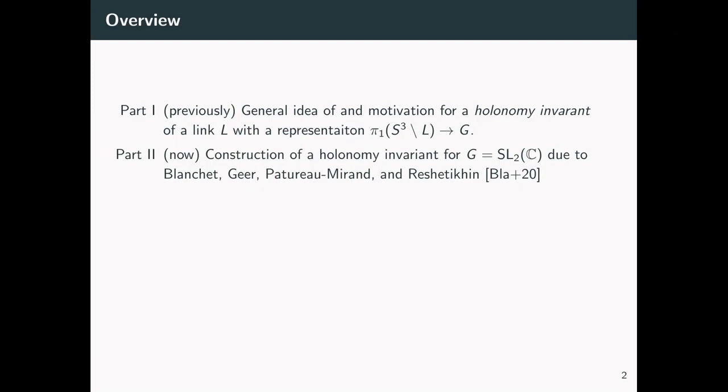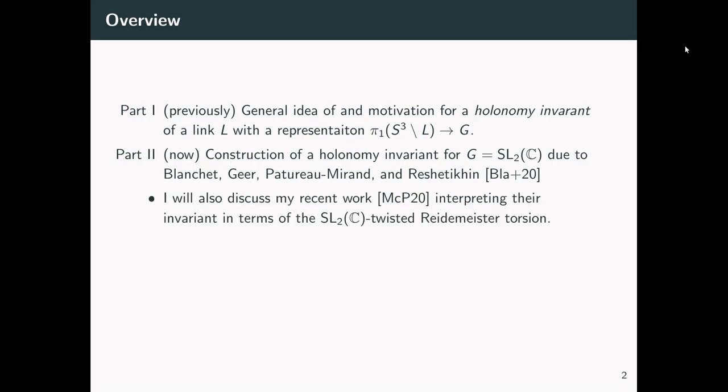In part two, this part, I'm going to talk about more details of a specific example. Due to Blanchet, Geer, Patureau-Mirand, and Reshetikhin, I'm going to call it the BGPR invariant. Maybe there's a better name that we'll come up with someday. I'm also going to discuss my recent work, which interprets their invariant in terms of the SL2C twisted Reidemeister torsion.